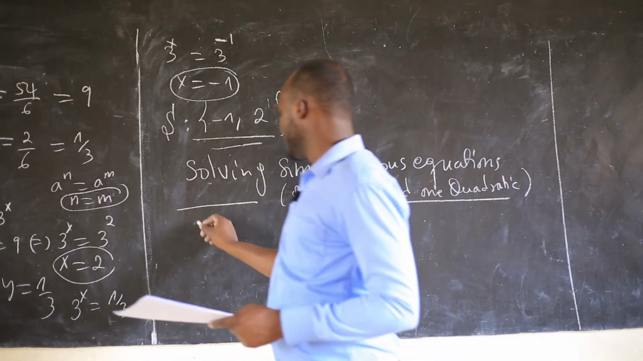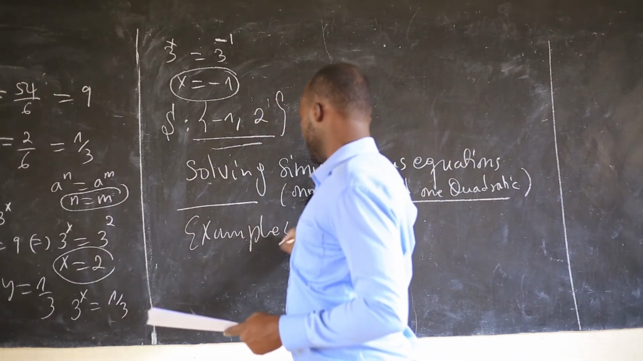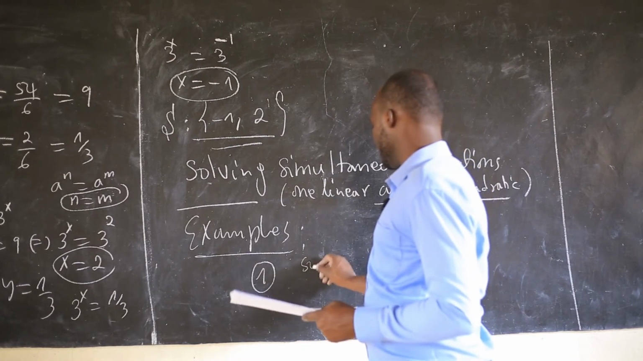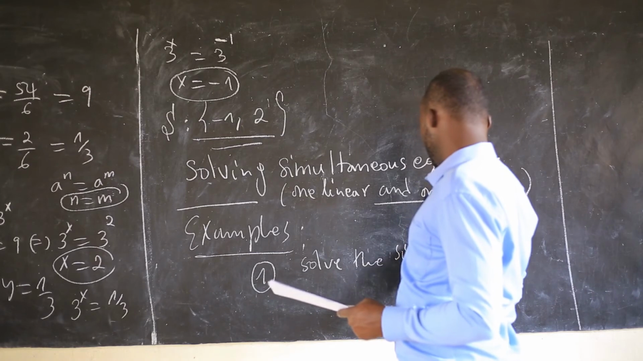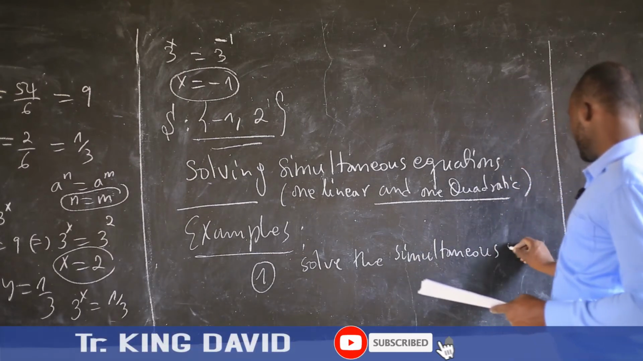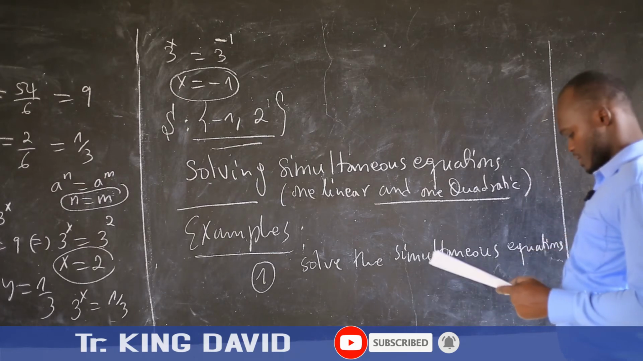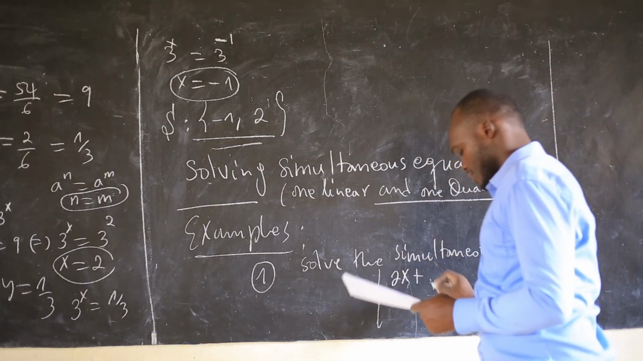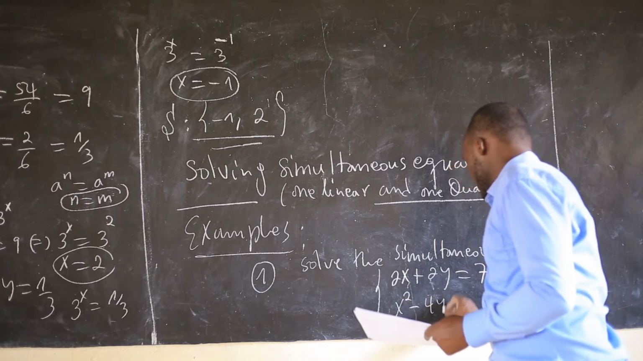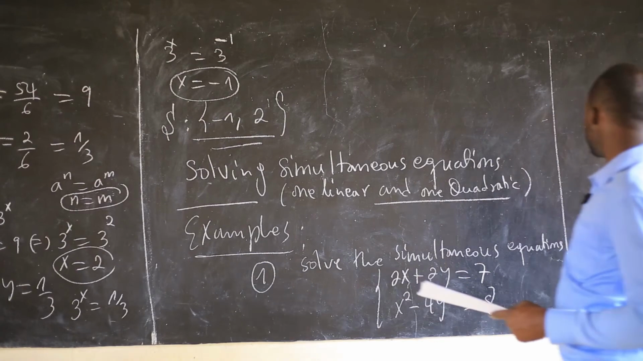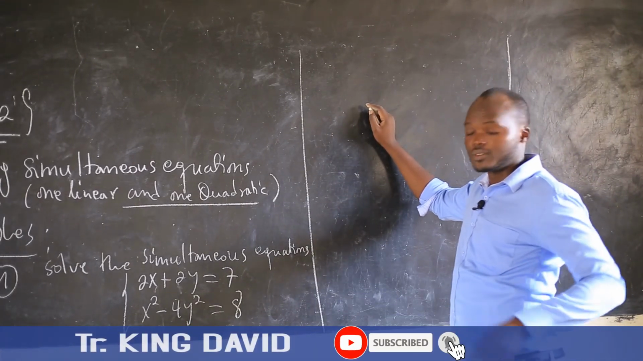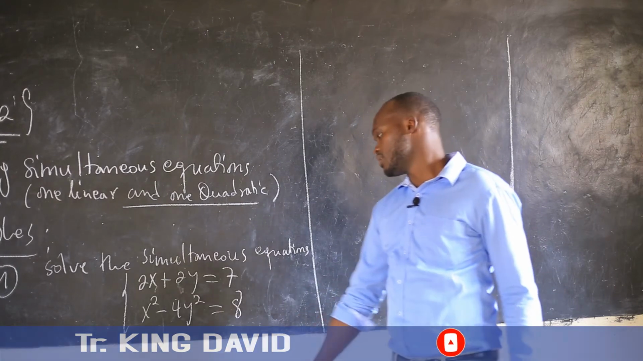Okay, we have examples here. Let us take examples. Example number 1 is saying solve the simultaneous equations. We have 2x plus 2y equals 7. We have x squared minus 4y squared equal to 8. So how can we solve that? That's the question. We have simultaneous equations. One is a linear equation, another is a quadratic equation.